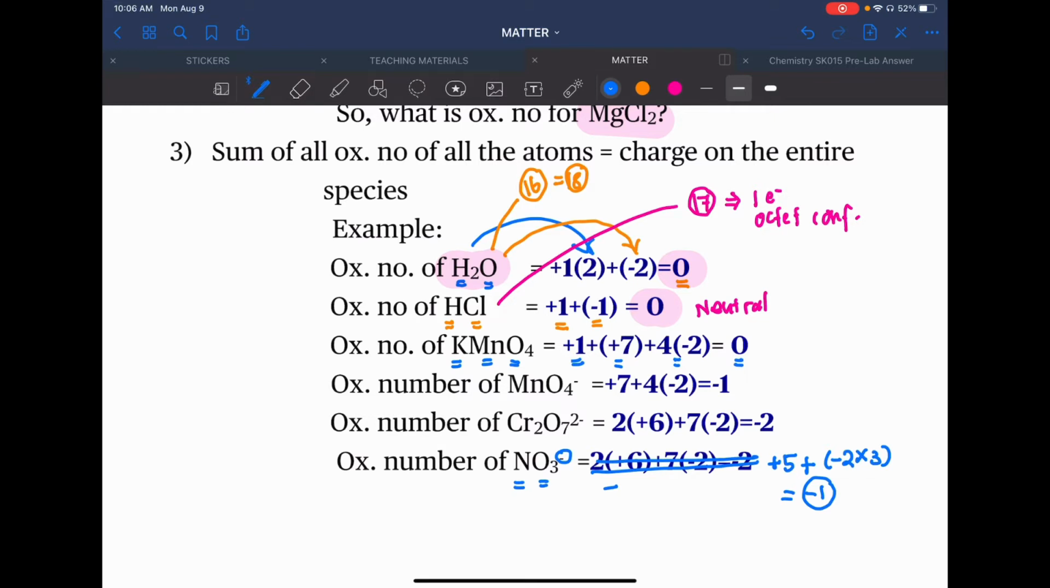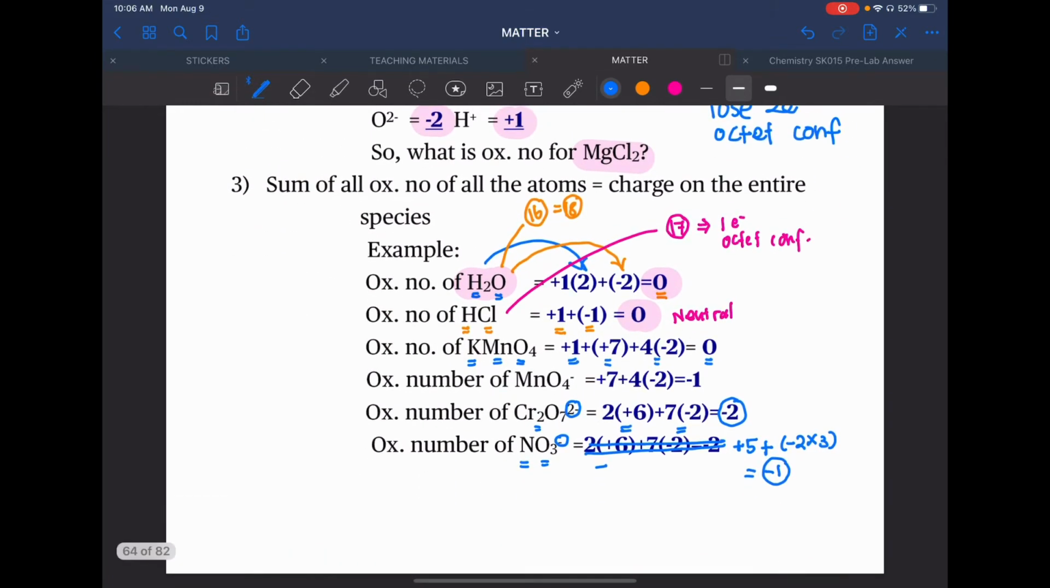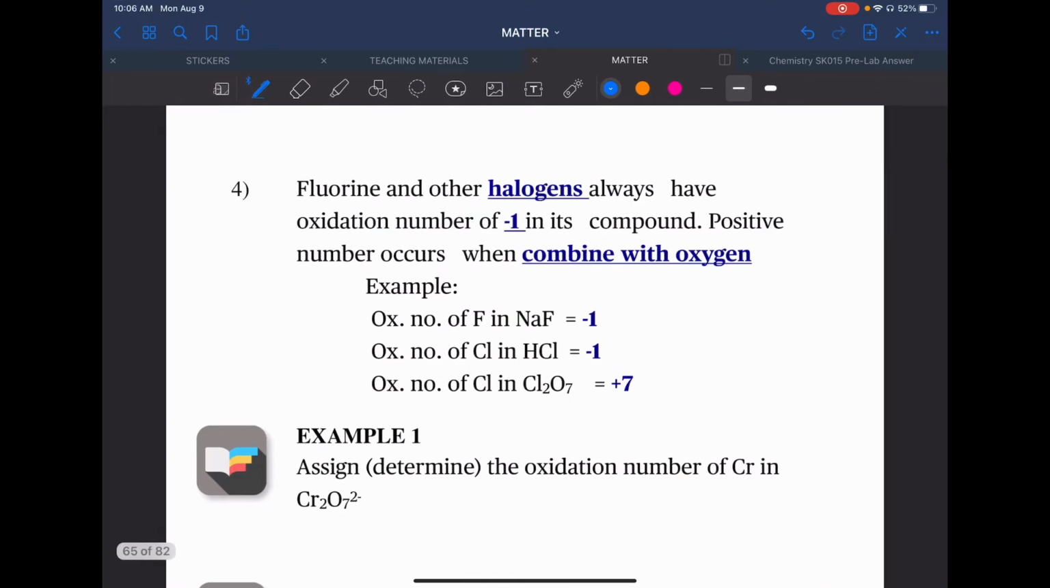Okay, so nampak tak? Untuk Cl2O7, okay, when you add all the oxidation number together, so you will get negative 2. So negative 2 inilah adalah the charge untuk keseluruhan species. Okay, that is the third one. Let's continue the fourth one.